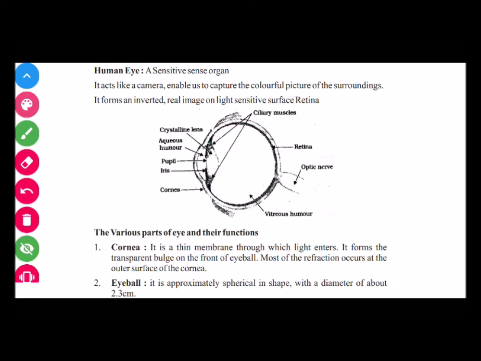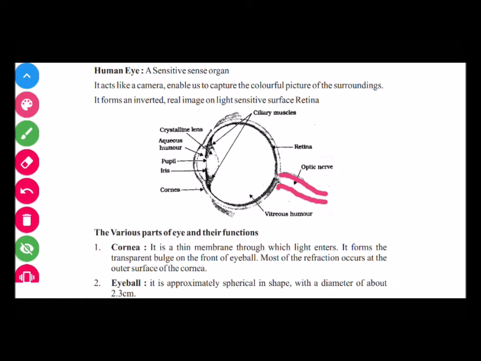Ready? Now the thing is, this lens will converge light into the inner part, the retina, and there are light sensitive cells. What will these light sensitive cells do? They will convert light energy into electrical signals. And what you can see over here is the optic nerve. This optic nerve transmits the electrical signals to your brain. So, the first topic in this chapter is about human eye.